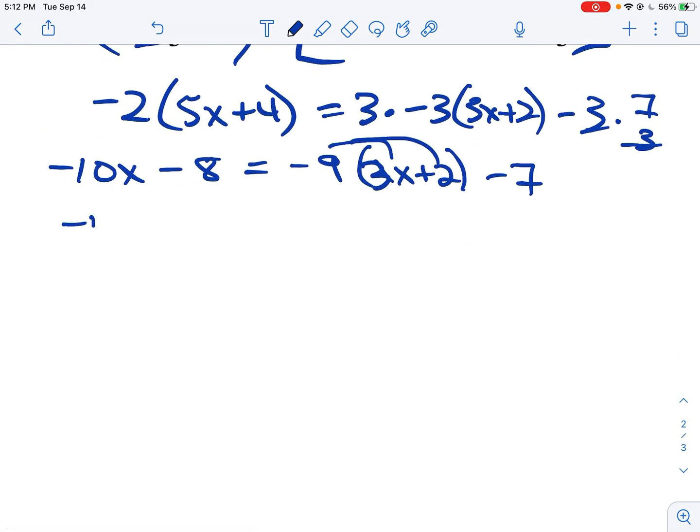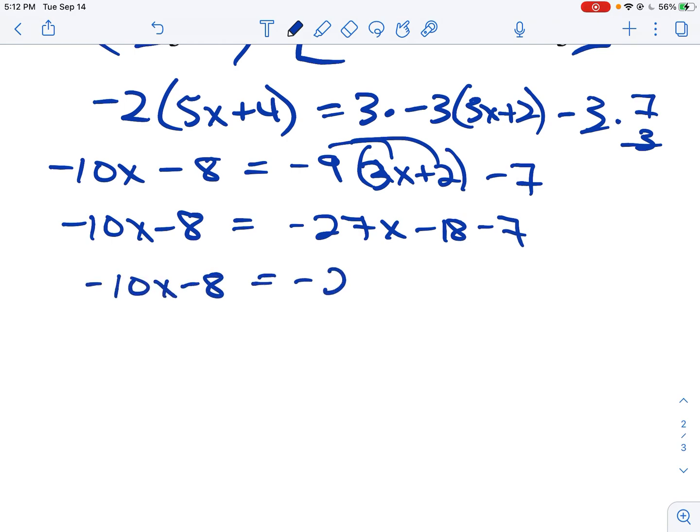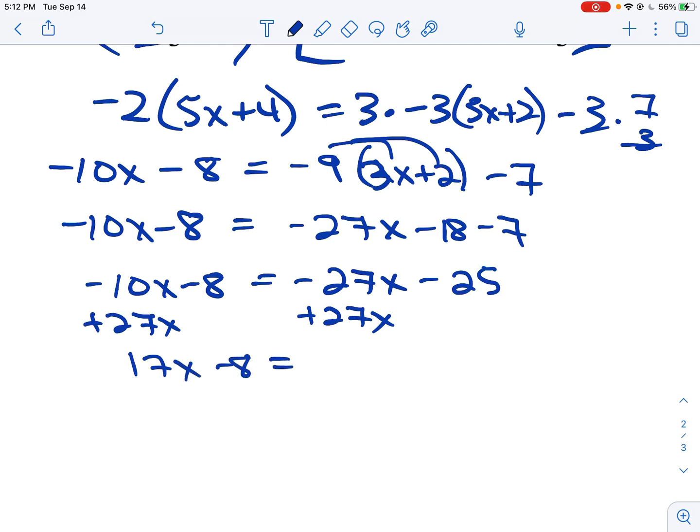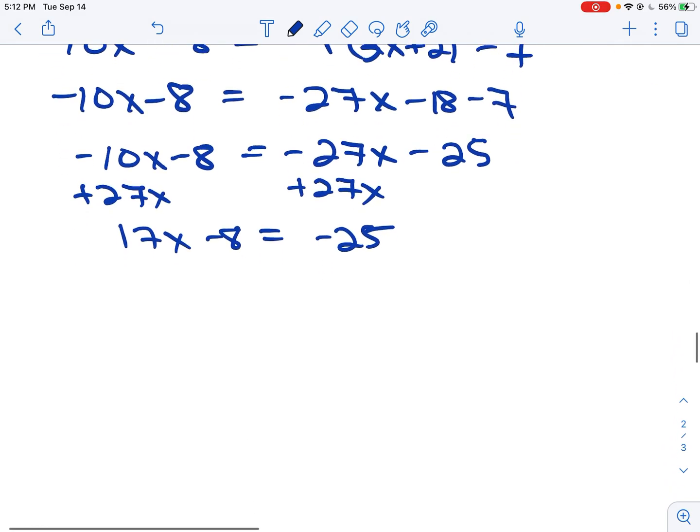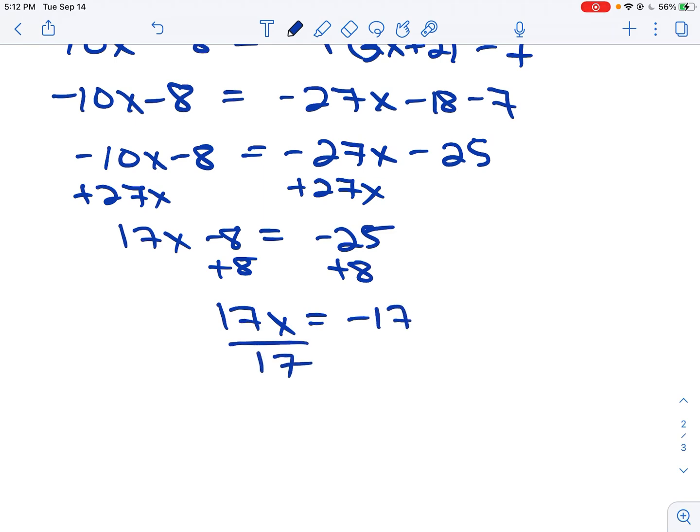I need to do this, so negative 10x minus 8 equals negative 27x minus 18. Combine like terms. Negative 27x minus negative 25. Add 27x to both sides. I get 17x minus 8 equals negative 25. I add 8 to both sides of the equal sign. I get 17x equals negative 17. Divide by 17 and get x equals negative 1.